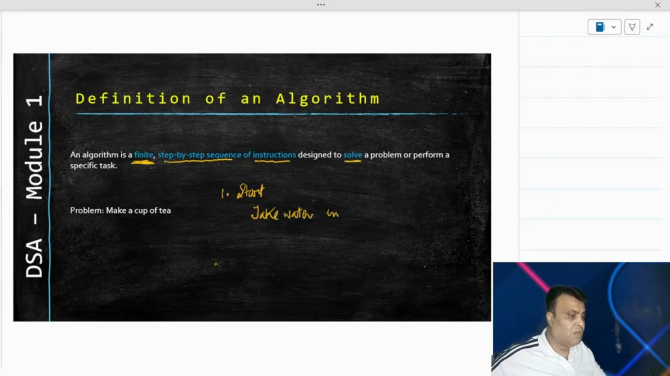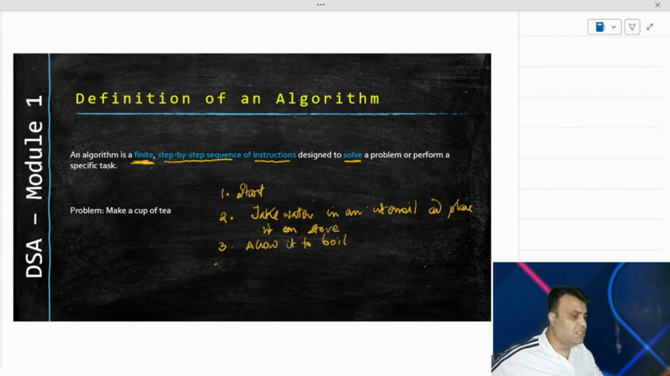So you will take, let's say, water in an utensil, right? So you will say take water in an utensil, and place it on stove. And once that is done, let's say this is step 2. We will say that allow it to boil, which is your step 3. And we are just trying to make tea which is without sugar, without milk.